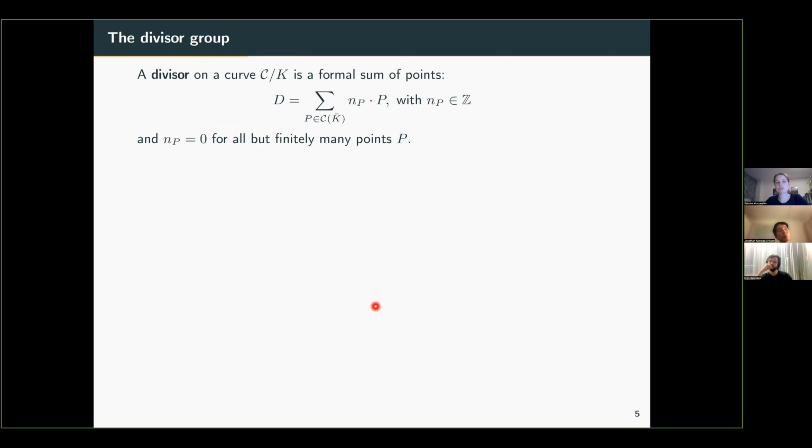Now if we want to have a group structure on our curve, we need to introduce the so-called divisor group. A divisor in general is just a formal sum of points. This means if we want to construct some divisor on a curve C, we pick a finite number of points P and write a plus sign in between those points. So this is a formal sum. One can also give multiplicities to such points by adding coefficients n_P.